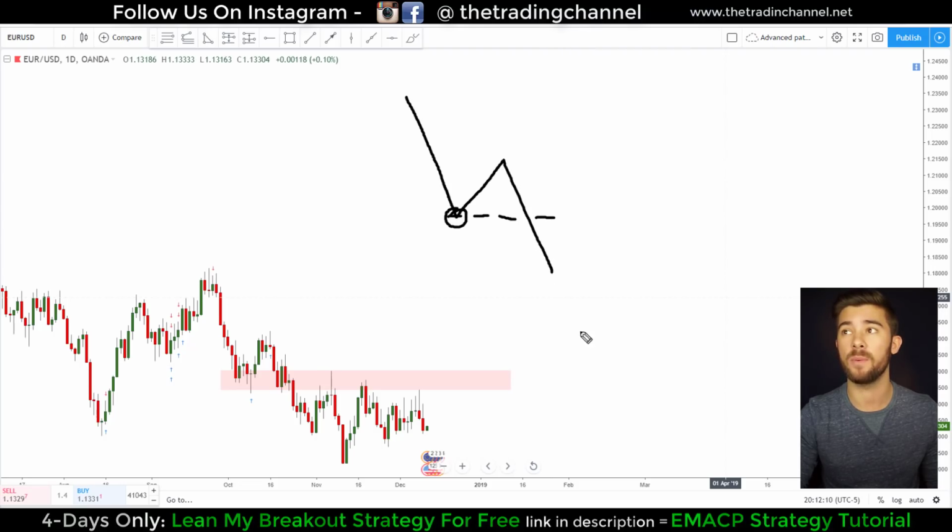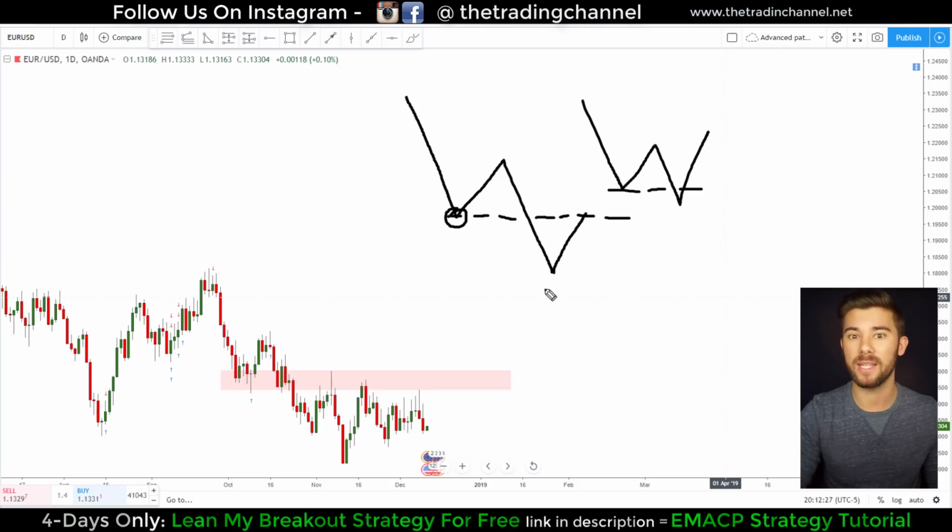When I say a massive break, we want to see a market that does something like that. We don't want to see a market that does something like this. That would not be considered a massive break. So we want that massive break of support in a downtrend. After that massive break, we're looking for the market to come right back up to that level of support if we get that massive break.